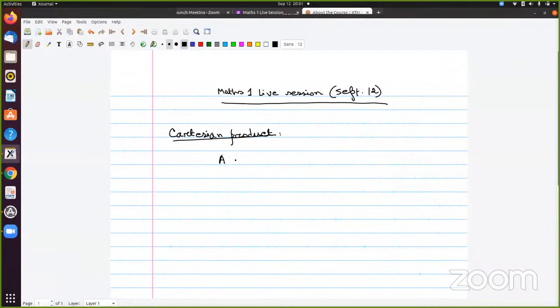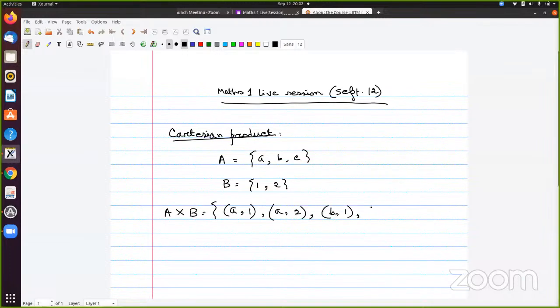Correct. So suppose two sets, A is {a, b, c}. This is very basic, I am starting with it. And B is {1, 2}. What is A cross B? Just tell me quickly. The first element will come from A, the second element will come from B, all such pairs. So how many elements will there be? 3 times 2 is 6. Six elements. Yes, sir.